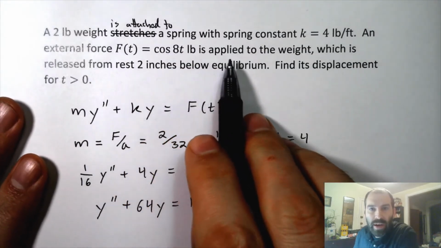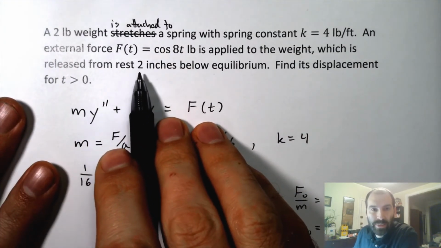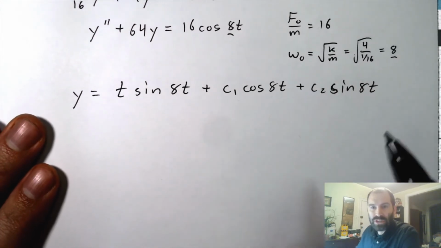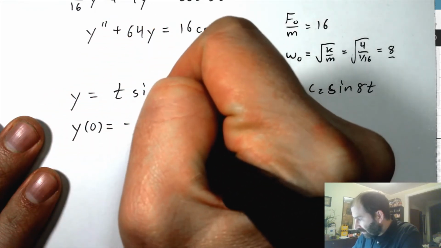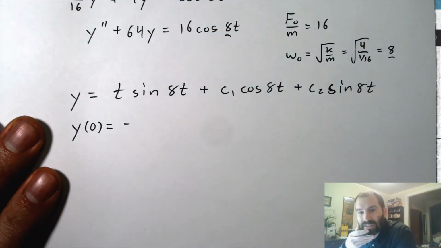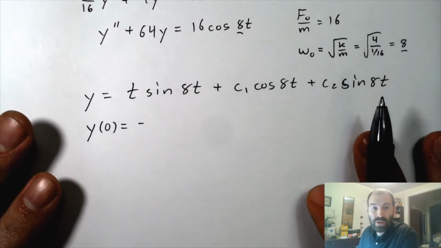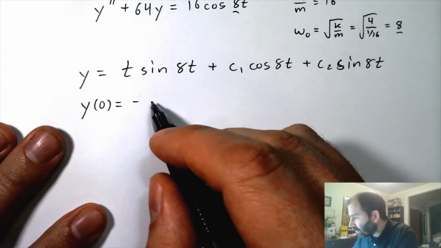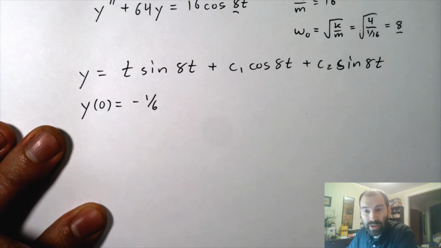Well, it was released from rest, so that tells us something. 2 inches below equilibrium tells us that the initial displacement is -2 inches. Now remember, we're thinking of things in terms of feet, right? So we need to convert that to feet. So 2 inches is 1/6 of a foot, all right?